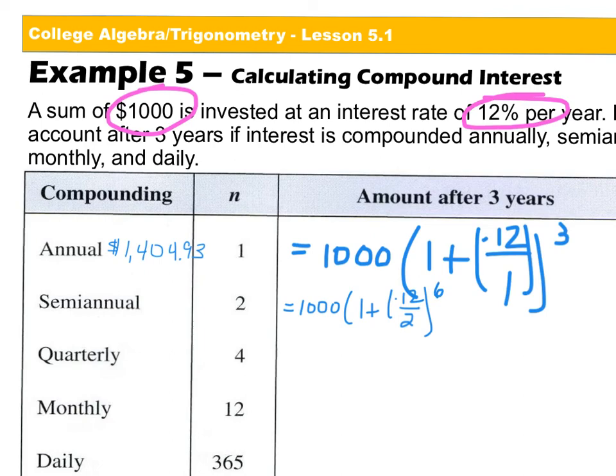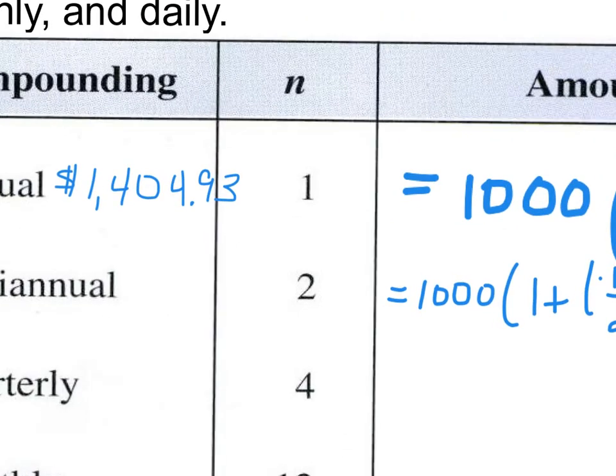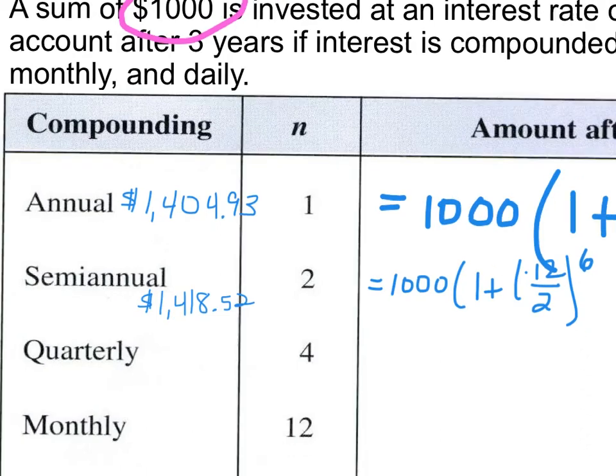So let's do that in your calculator. Everybody with me. 1,000, parenthesis, 1 plus, parenthesis, 0.12 divided by 2, parenthesis, parenthesis, and then raise that to the 6th power. 1,418.52. Make sense? Okay, let's do it again.